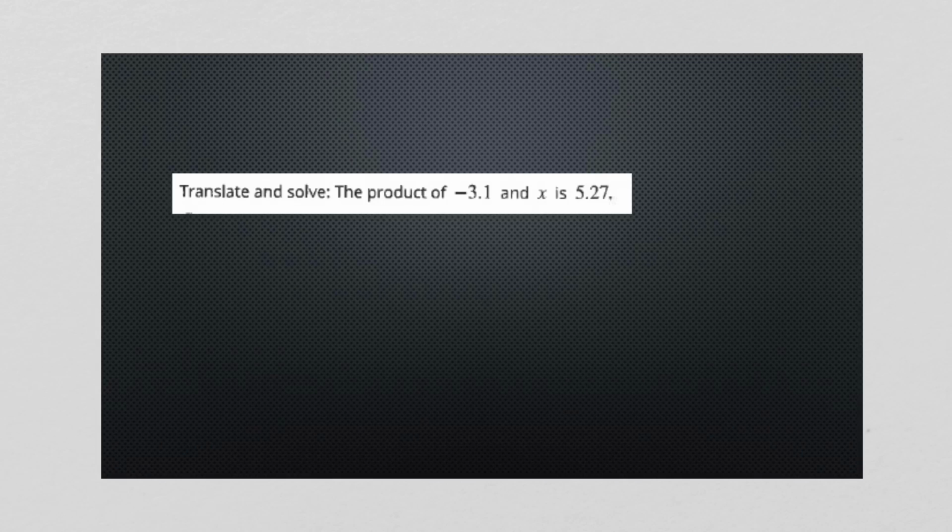Alright, on this one we're going to translate and solve. The product of -3.1 and x is 5.27. Product means multiply, so this would look like this. -3.1 times x is 5.27. To solve this, you have to divide both sides by the number that's in front of the variable. What I'm typing into the calculator is 5.27 divided by -3.1, and I get -1.7.